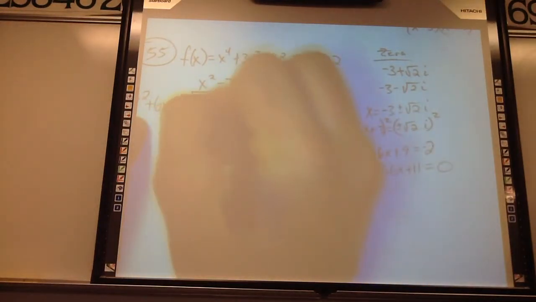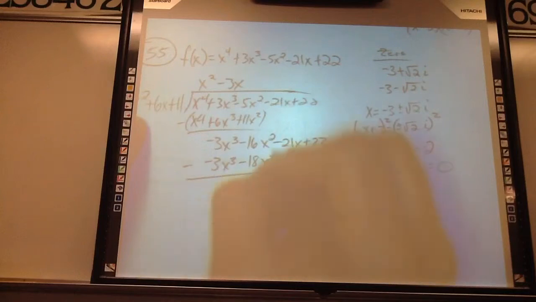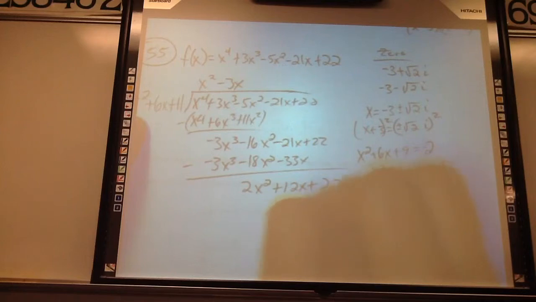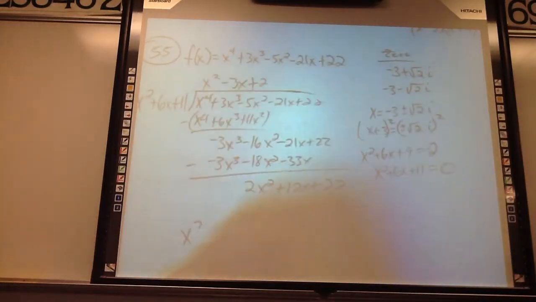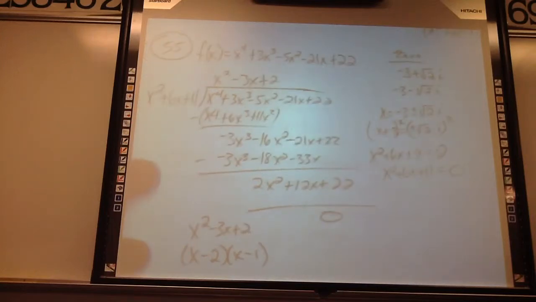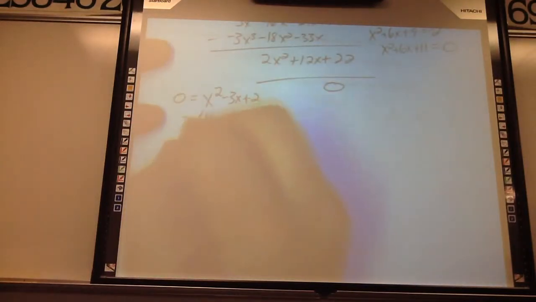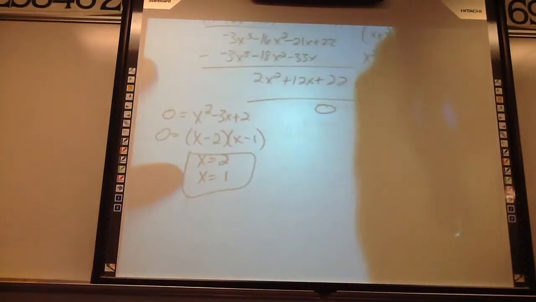Everyone had this, right? This is a waste of time. Factor. Remember, that's your final factor. So then you got to factor that further. So it's x minus 2 times x minus 1. So your final answers are x equals 2 and x equals 1. So there's your four answers: 1, 2, negative 3, and the complex pair.